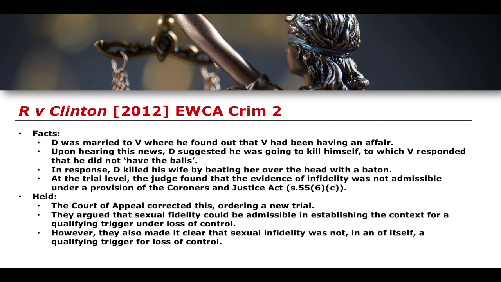So if your significant other has an affair or cheats on you, okay, you can't then kill them and then make an argument for loss of control. Okay, you have to be a bit more than that. You have to do a little bit more than that. In addition to this, it does still say that you can use this evidence to try and establish the context for a qualifying trigger that could be valid, essentially.